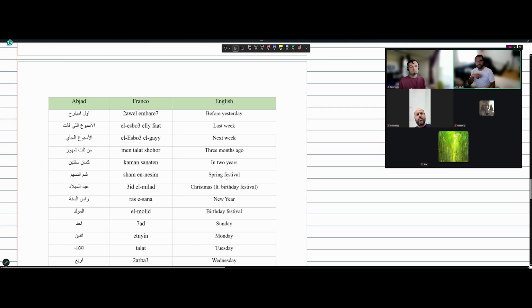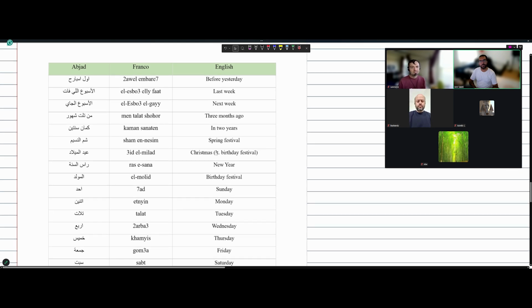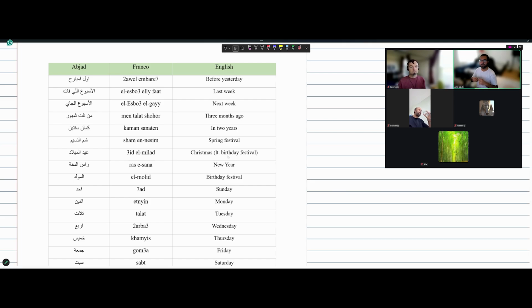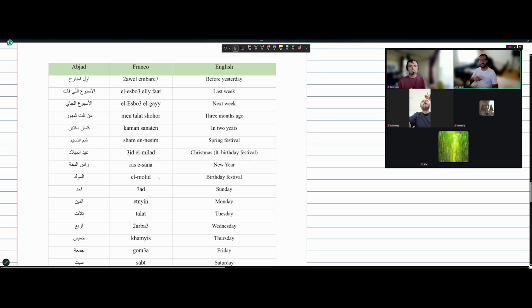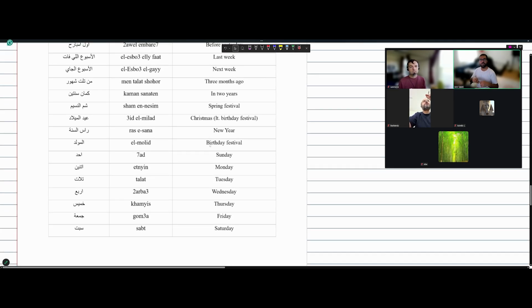Spring festival, I think many people know it in our group, especially شم النسيم. Christmas would be Eid al-Milad, so literally the birthday festival or feast. Rosh Hashanah would be New Year, literally head of the year. El-Moulid would be the birthday festival. That's something that happens in Egypt.